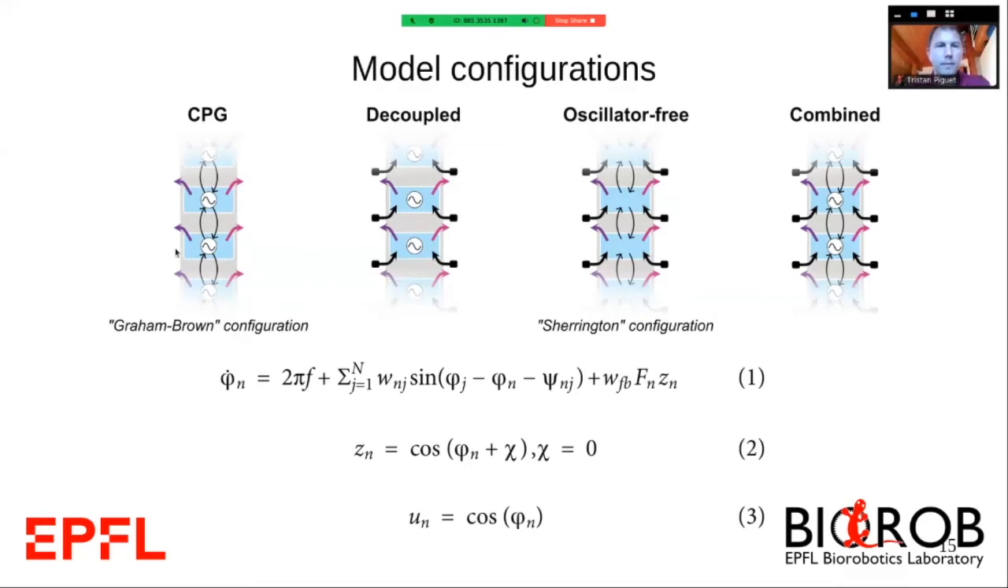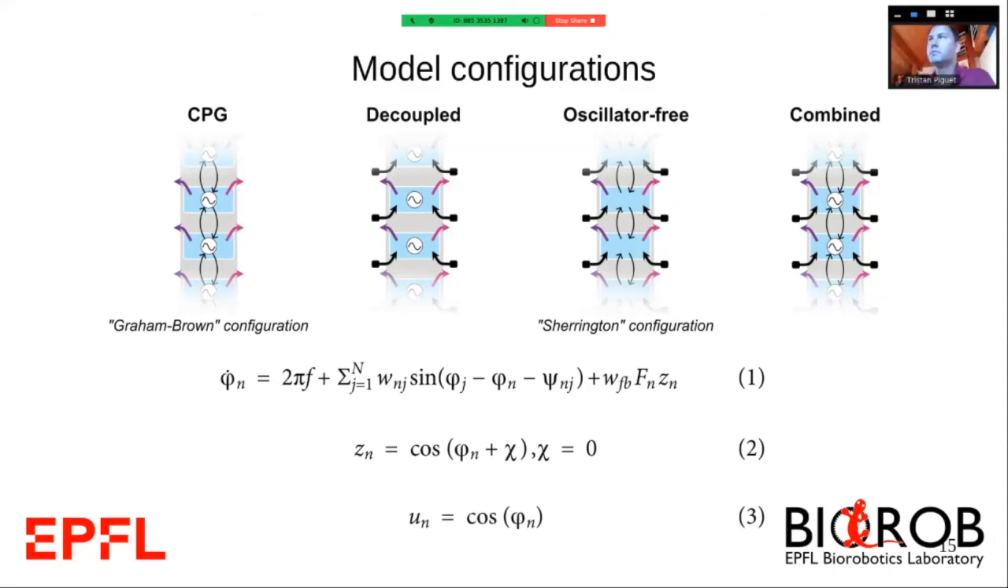So in this case, we don't have the black line here. And when we translate that to the equation, it means we don't have this element on the right. The decoupled part means that we don't have these black arrows connecting the oscillators, which means we don't have this element in the middle of the equation. Now, oscillator free means that we don't have the CPGs, so we don't have frequency here. So we only have this part of the equation without this one. And combined is when we have the whole equation, okay? So with that in mind, now I'm going to switch to the results.